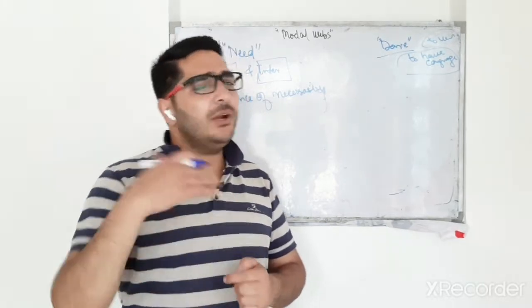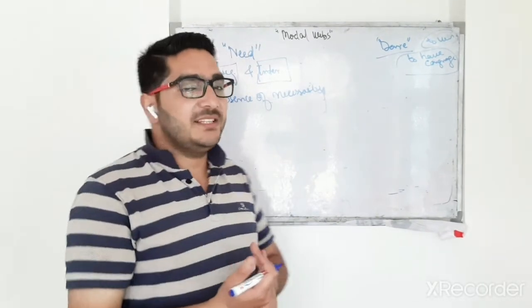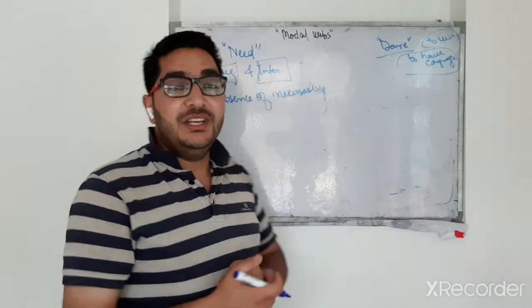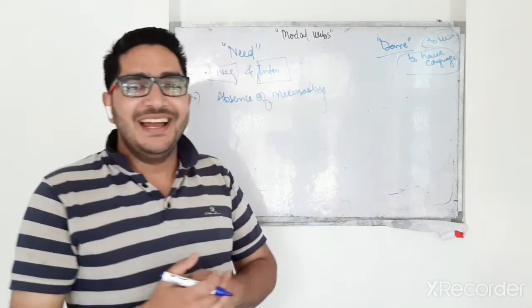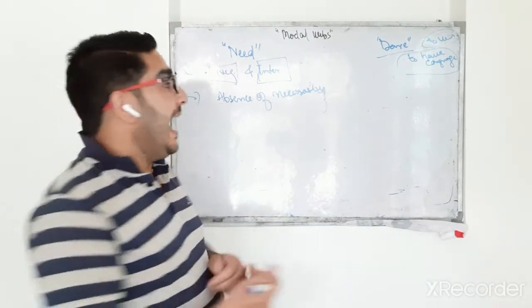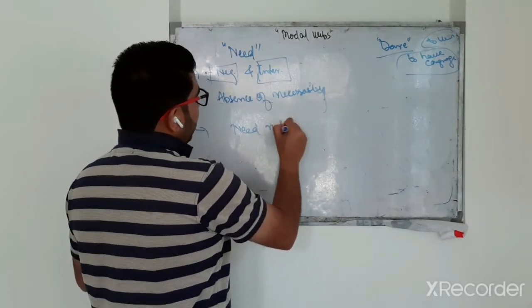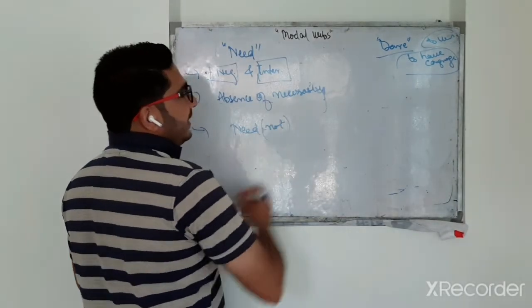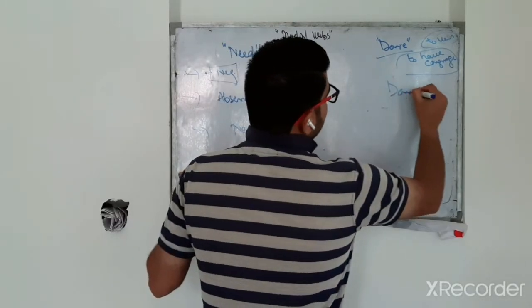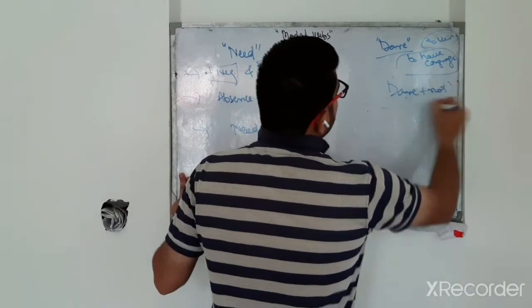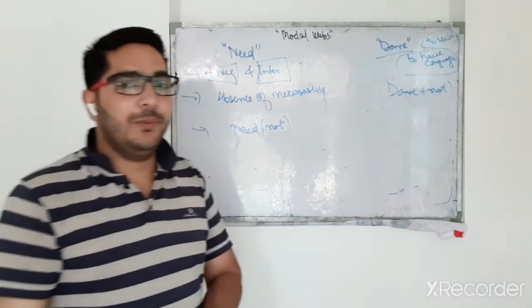Absence of necessity or compulsion. When we use need as a negative, the negative is formed by need plus not. In the same way, the negative here is formed by dare not.